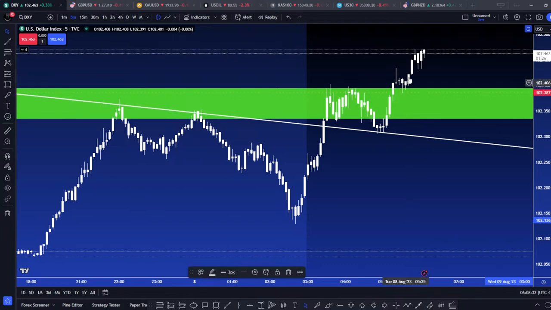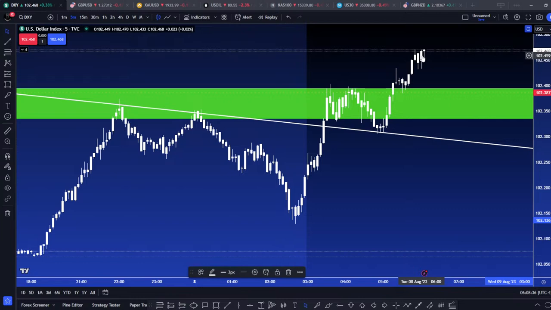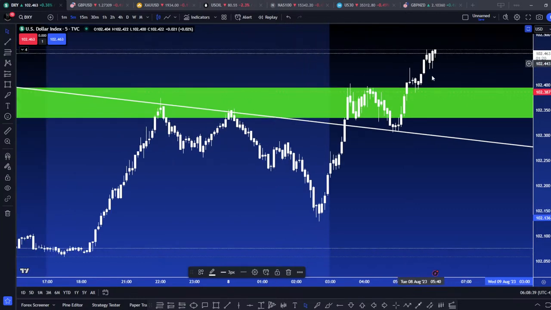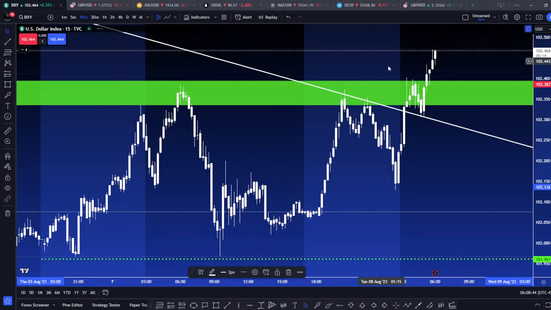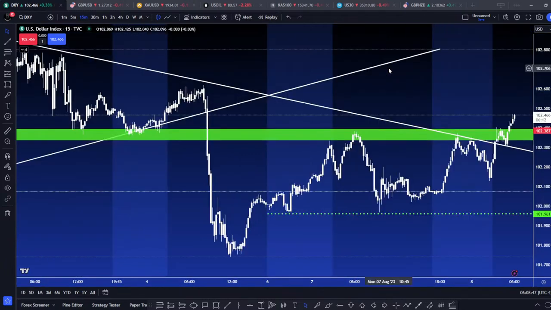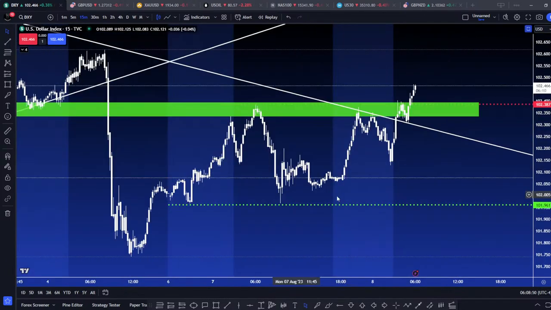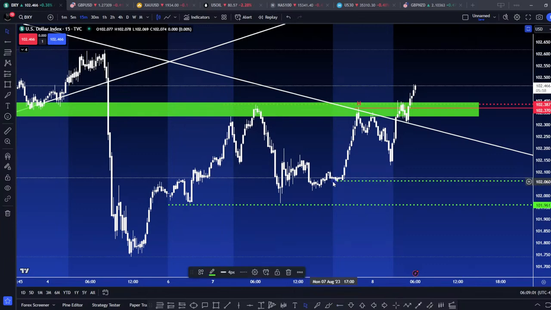So now we got more bulls showing up. So for this moment, the dollar is absolutely bullish, okay? So now what we want to do is go to our 15-minute time frame. And we're going to mark the high, okay? Also going to mark the low of the Asian session.